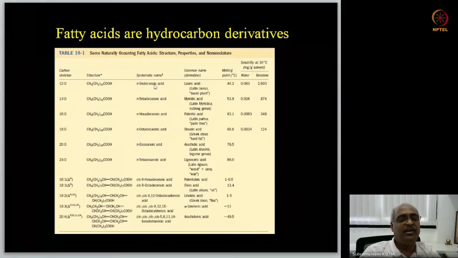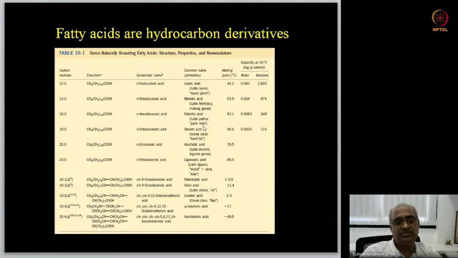So I'm not going to expect you to remember these names or the logic of it. All that you need to know is these are long chain fatty acids. The most common ones are like 16 carbon, 18, and 20. These are the most common ones. Like for example, palmitic acid, which is abundant in palm oil, and that's where the name comes from. So that is hexadecanoic acid.